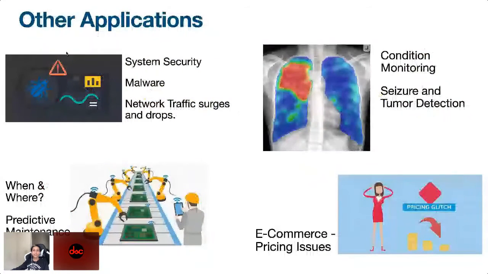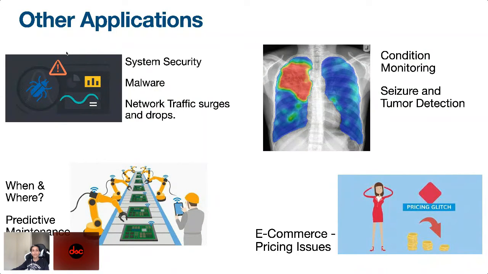Moving on to some of the other applications, this by no means is an exhaustive list, but these are some of the most useful ones that we see in the market. The first one that I'm going to talk about is intrusion detection that helps us monitor the production traffic to make sure that our network is secure and there's no malware and there's no attack happening by determining the surges and drops in the traffic.